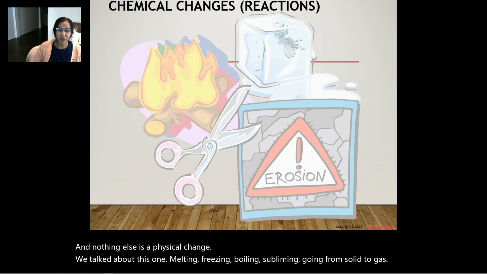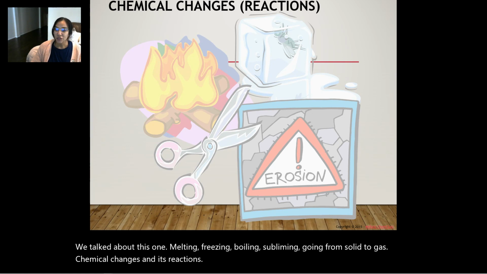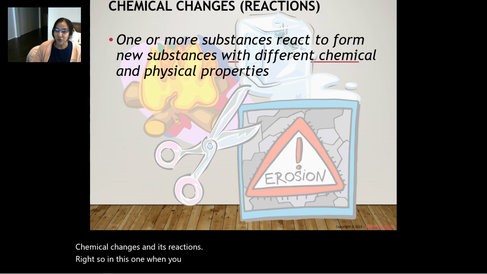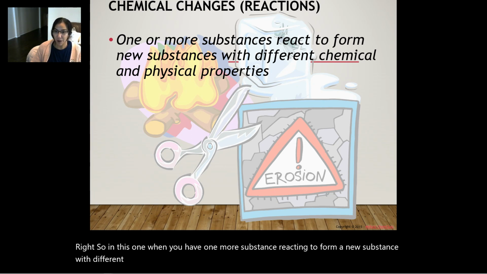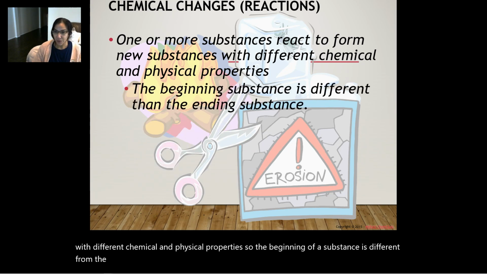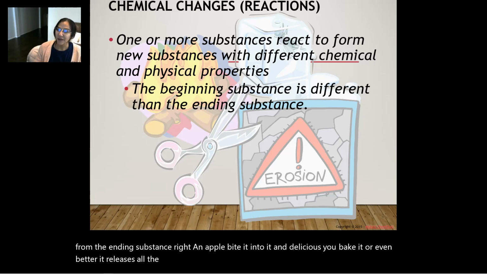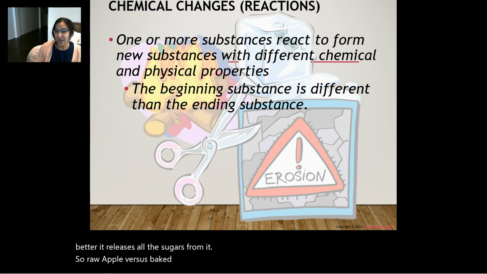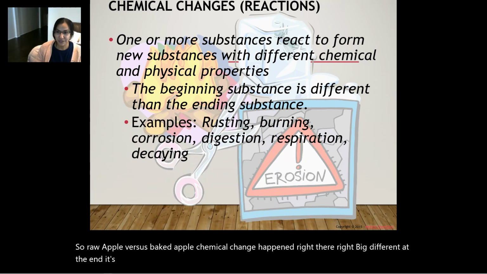Chemical changes and its reactions, right? So in this one, when you have one or more substances reacting to form a new substance with different chemical and physical properties. So the beginning of a substance is different from the ending substance, right? An apple, bite into it, delicious. You bake it, oh, even better. It releases all the sugars from it, okay? So raw apple versus baked apple, chemical change happened right there, right? It's different at the end. It's still an apple, but it tastes different.